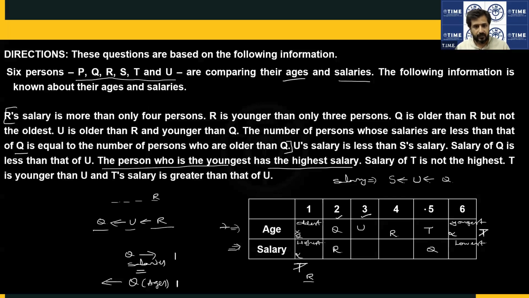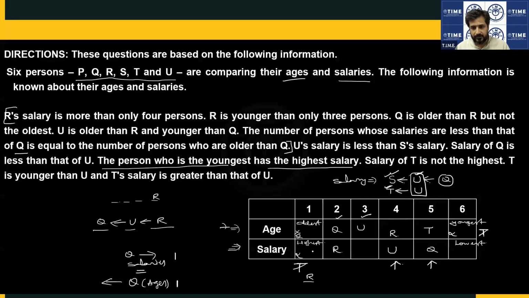Right? Next, what is given? T is younger than U. Next, T's salary is greater than that of U. So in terms of salary, T is also greater than U. So observe carefully: before Q's position, we have to place U, S and T. And before U's position, we have to fix S and T. So before Q, the only possible place for U is the fourth position. And before U, I have to fix S and T.